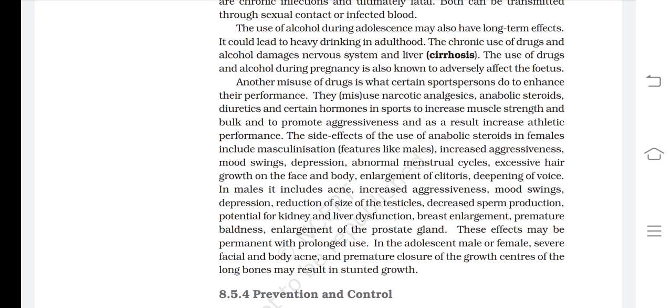They misuse narcotic analgesics, anabolic steroids, diuretics, and certain hormones in sports to increase muscle strength and bulk, and to promote aggressiveness, and as a result, increase athletic performance.